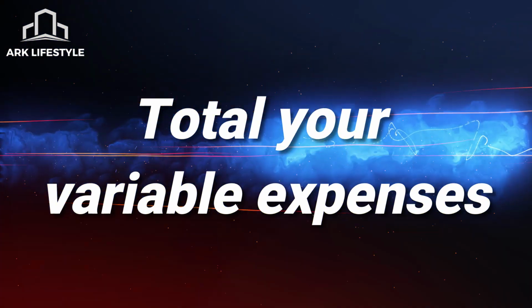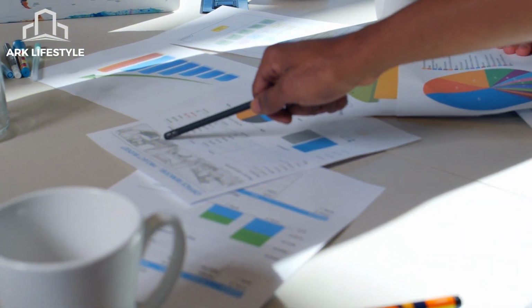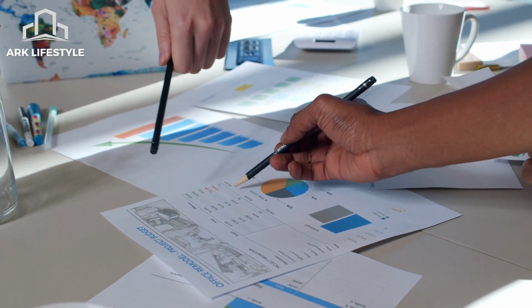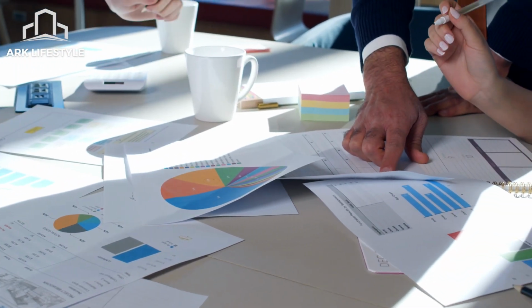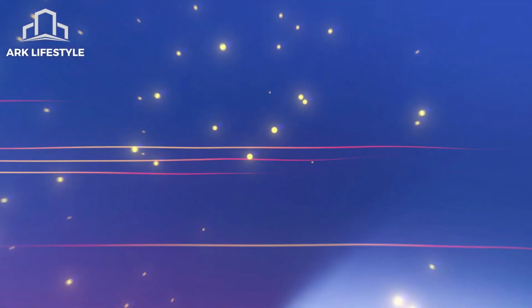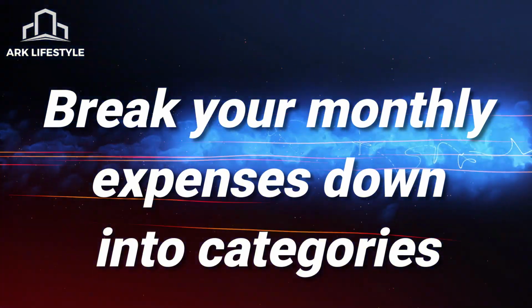Step 5. Total your variable expenses. Add up all of your variable expenses and add that number to your total spending on fixed expenses. Is that number more or less than your total net income? If it's more, you're living above your means.